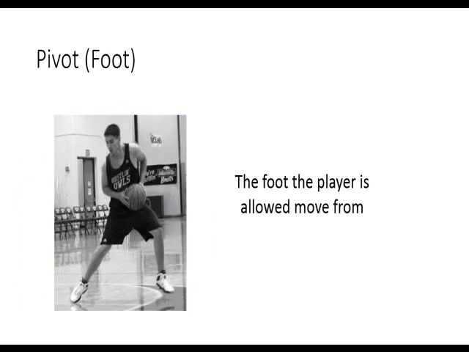One of the rules in basketball is you are allowed to pivot on 1 foot. As long as you keep your foot down, in this case this is this person's right foot, he can move in any direction he wants from that right foot. As soon as he picks up the right foot to move, though, without dribbling, he has committed traveling.